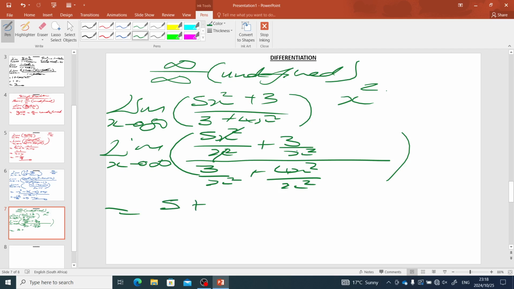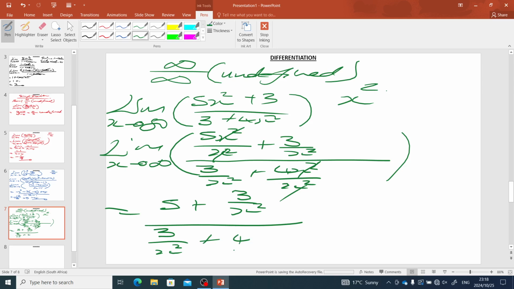5 plus 3 divided by x squared, all over 3 divided by x squared. It doesn't matter whether it is 3 or 2 there on top. Then the x squared and the x squared will cancel out. Then I will have 4 there.